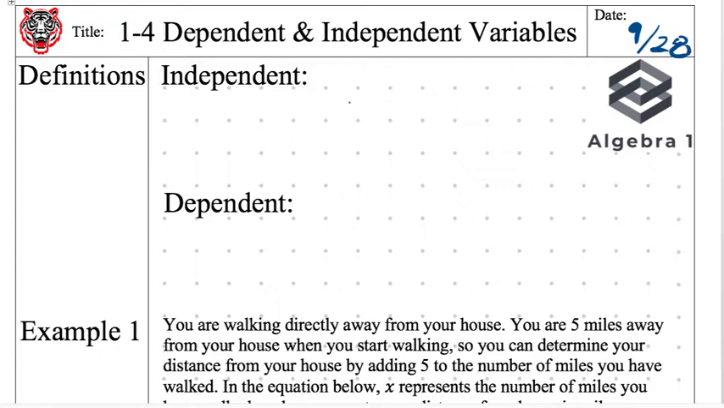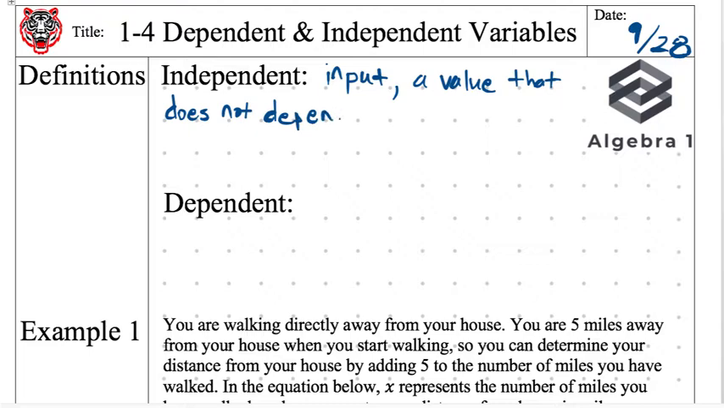All right, so this is Mr. Sindel's definition of independent. So it's the input. Write this down. It's the input. And then the more lengthy definition that we're also going to write down is this. So we'll do a comma here. It's a value that does not depend on another value. So that does not depend on another value.